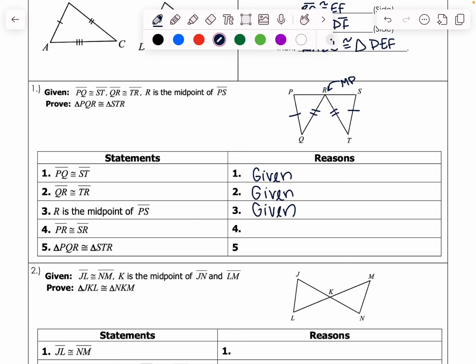We're trying to prove these triangles congruent by saying all 3 sides are the same. Well, we have 2 out of the 3 sides. So to prove the third side congruent, if R is a midpoint, we can say PR is congruent to SR, because that's exactly what a midpoint is. So we would say definition of a midpoint. Then once I prove all 3 sides congruent, I can say that the triangles are congruent because of side, side, side.